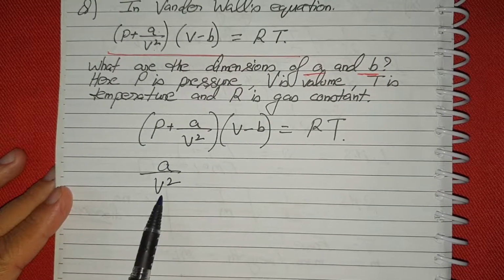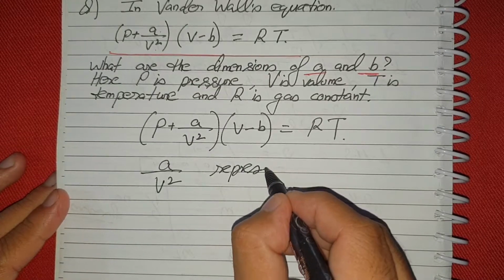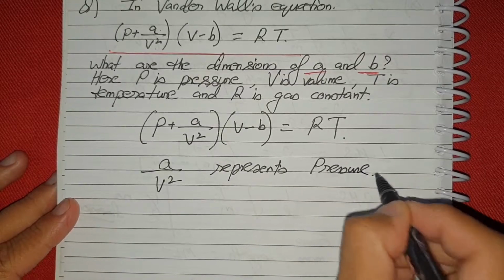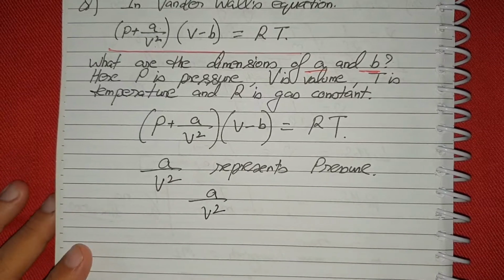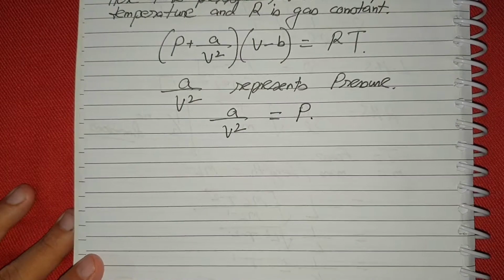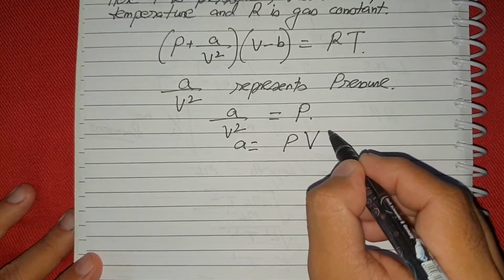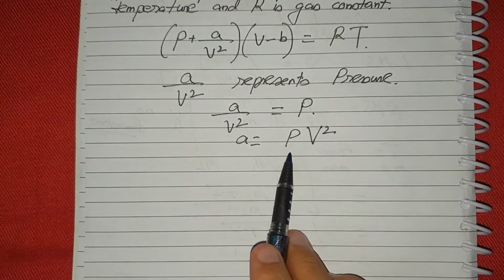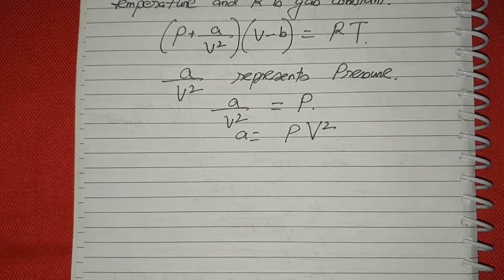So A by V square, what does it represent then? It represents pressure. So A by V square equals P, so A equals P V square. Now we just have to write the dimensions. What is P? P is the pressure. Pressure is force upon area.